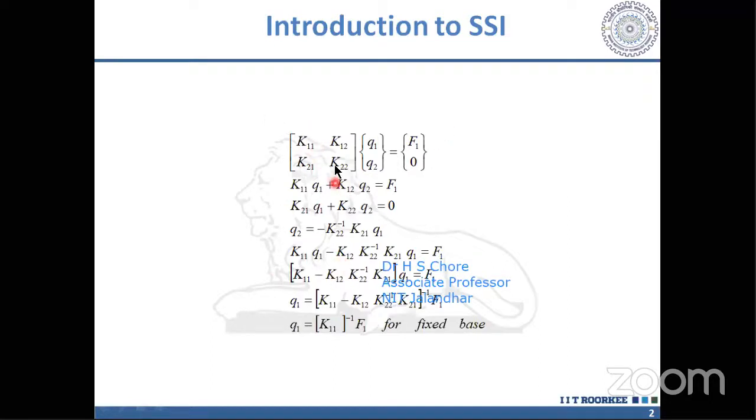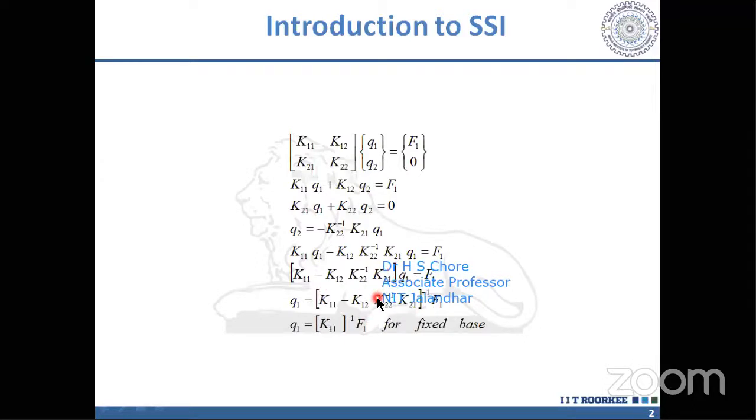And if we are accounting for substructure, in that case, we can see that the equivalent stiffness of superstructure will be K11 minus K12 times K22 inverse times K21. That means when you are accounting for substructure, obviously the stiffness of superstructure is reducing. Okay, that is the way we can solve this example.